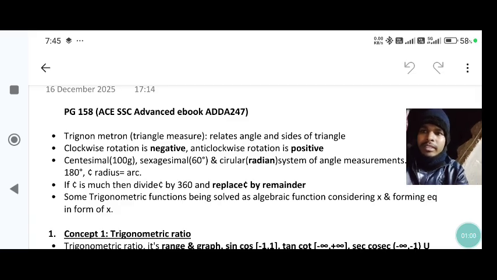For clockwise rotation we take negative, because clockwise rotation goes inside the plane, so it is negative. And for anti-clockwise rotation it is outside the plane, so it is positive.